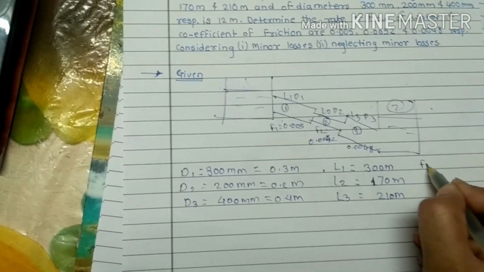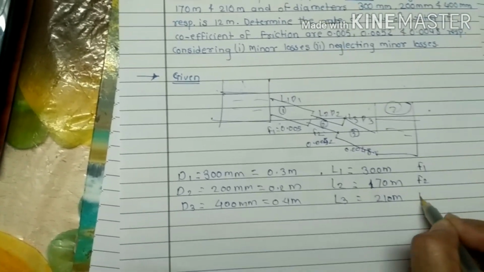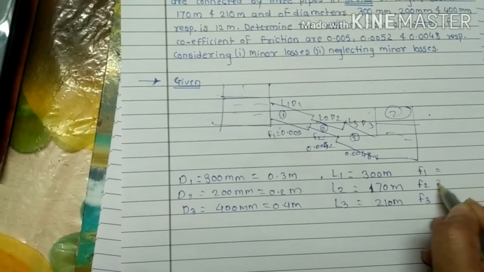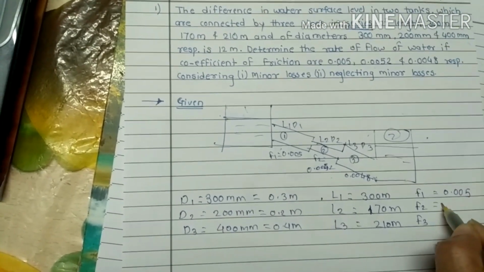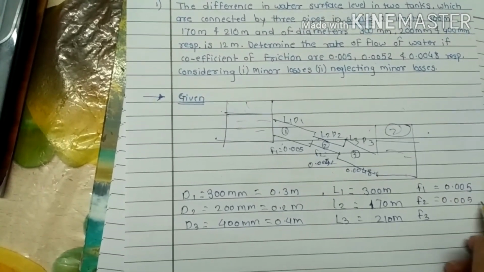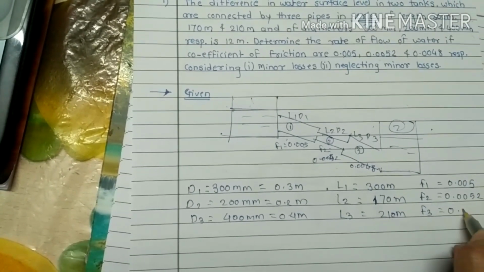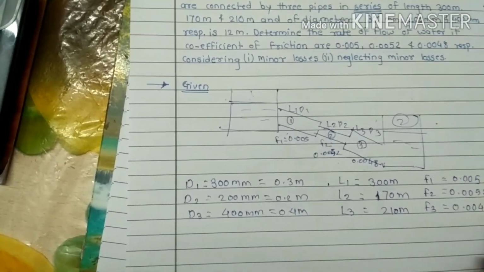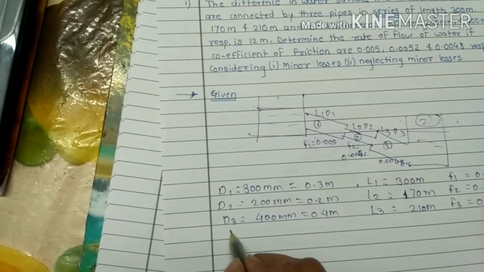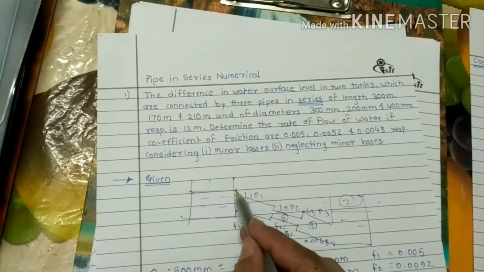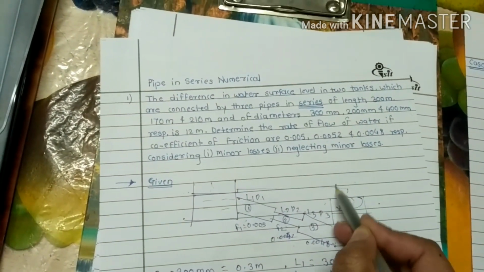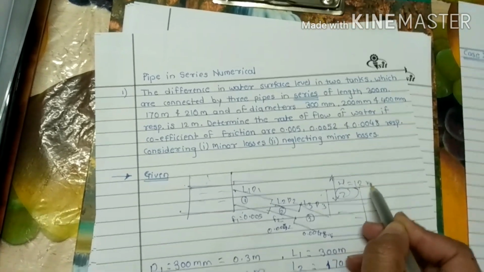Next to that write down the value of the coefficient of friction. So f1 is given 0.005, f2 is given 0.0052 and f3 is given 0.0048, and the capital H is given 12 meters. So this is the total. This H is nothing but the H given, 12 meter.